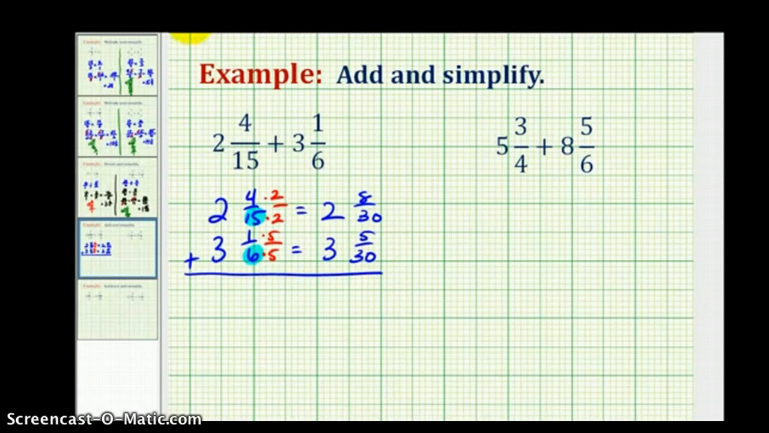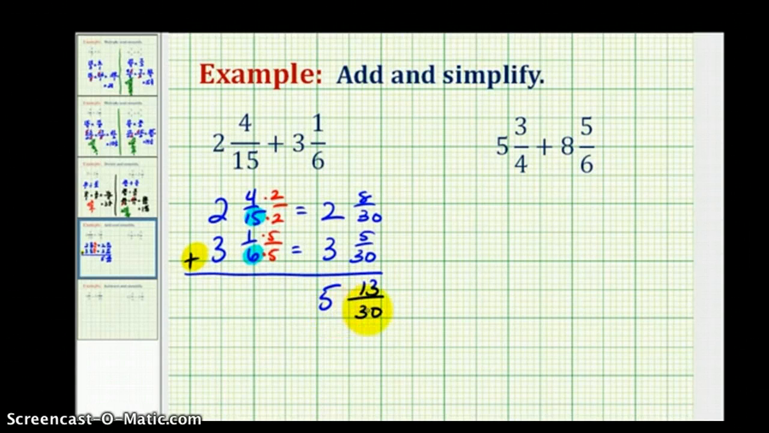Now it's important to remember that we are adding, so we'll start by adding the fractions. Again, notice how we have a common denominator, so the denominator is going to stay 30 and we'll add the numerators. 8 plus 5 is 13, and now we'll add the whole numbers. 2 plus 3 is equal to 5. We have a sum of 5 13/30ths.